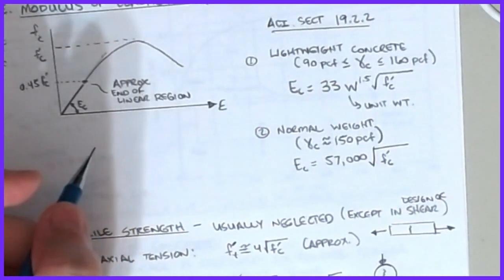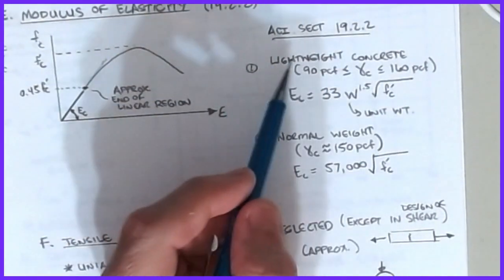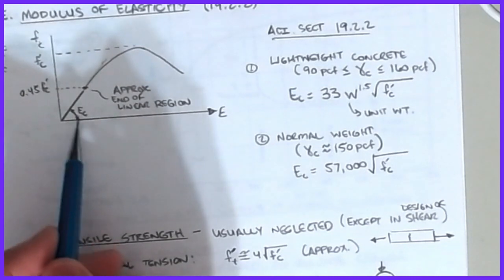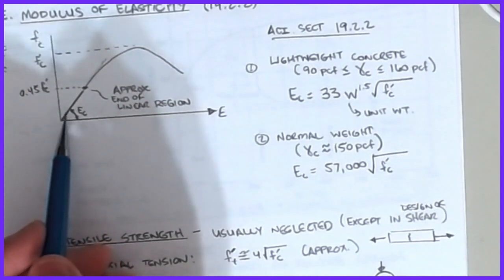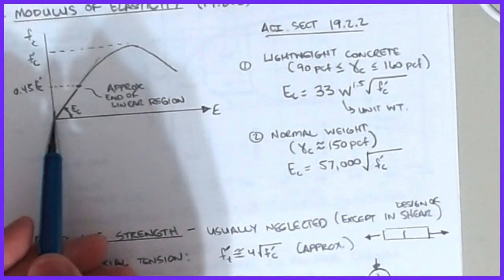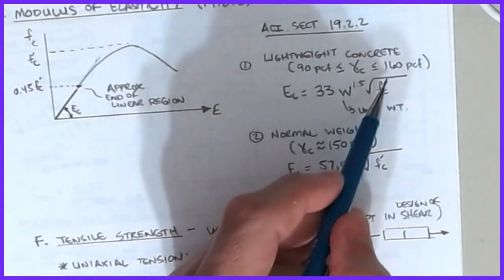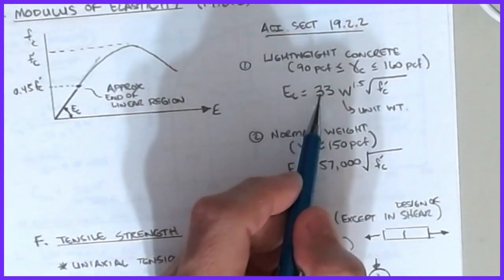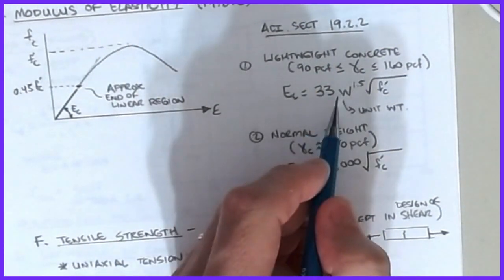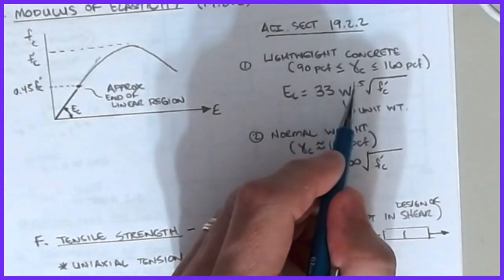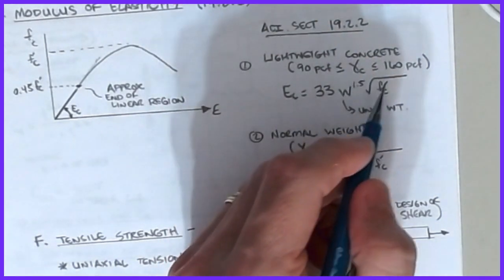All right, and so ACI in section 19.2.2 gives you the equations for what they will accept as the Young's modulus. For lightweight concrete, which is considered to be a concrete mix that has a specific weight somewhere between 90 pounds per cubic foot and 160 pounds per cubic foot, it's given by this formula: 33 times the unit weight of the concrete to the 1.5 power times the square root of f'c.